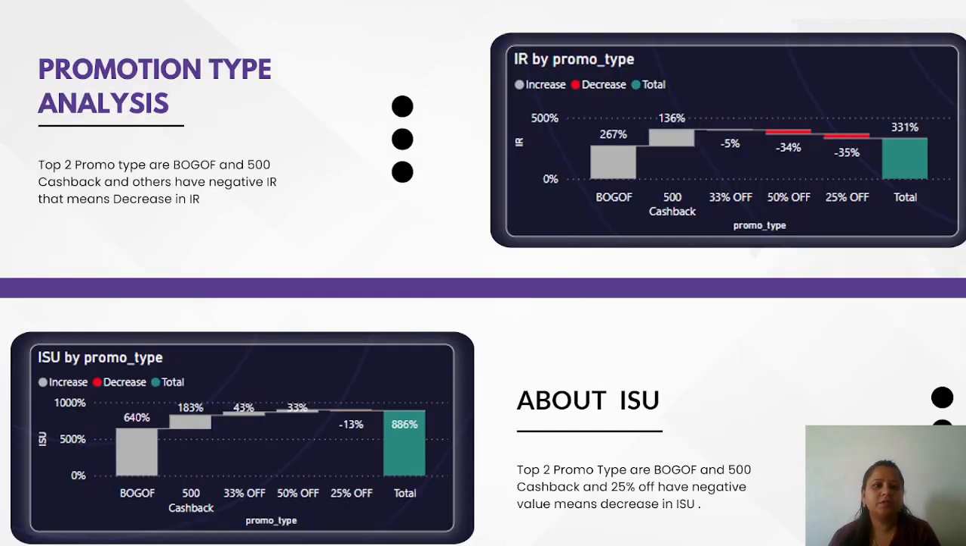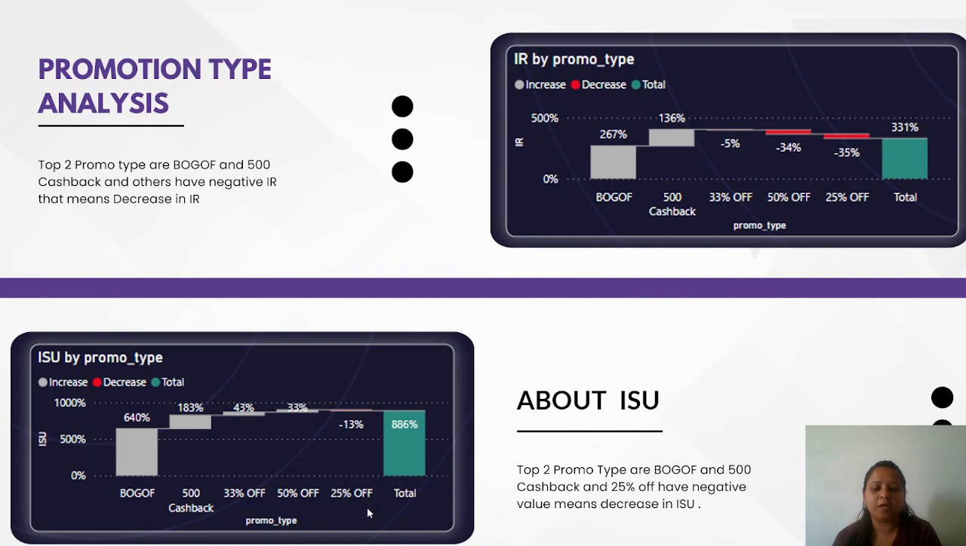Then these two graphs give you the total. As you see here, the top two, that is buy one get one free and 500 cashback, are the top two promo types which have the highest incremental IR values. Others have very low, which is a negative increment. Then the next thing is ISU.